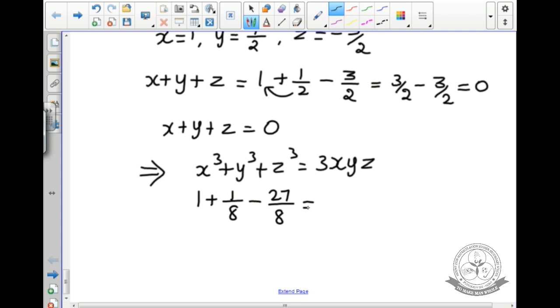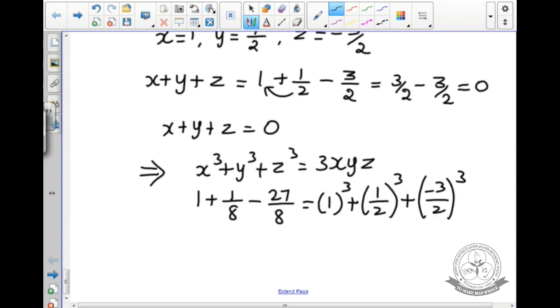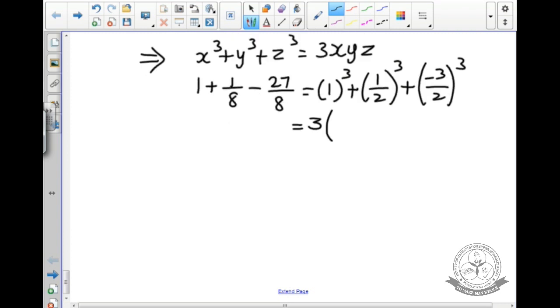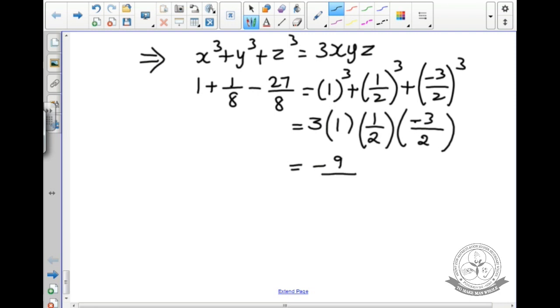Okay, that is equal to, you know that 1 cube plus 1 by 2 cube plus minus 3 by 2 whole cube, that is equal to 3 into x, which is 1, so 1 into 1 by 2 into minus 3 by 2. Okay, so 3 3s are 9, so minus 9. 2 into 2 you will get 4. So the answer is minus 9 by 4.